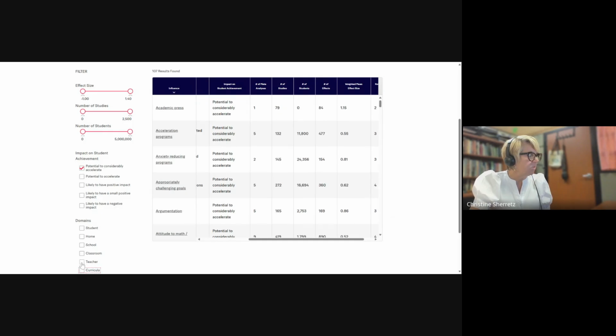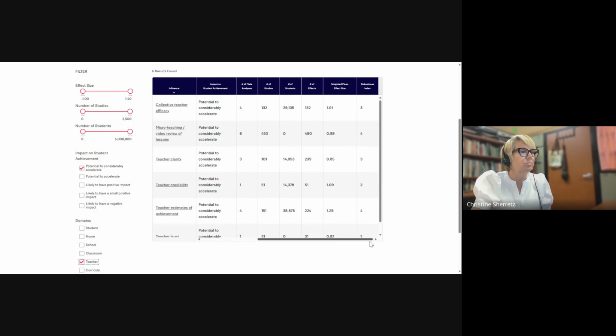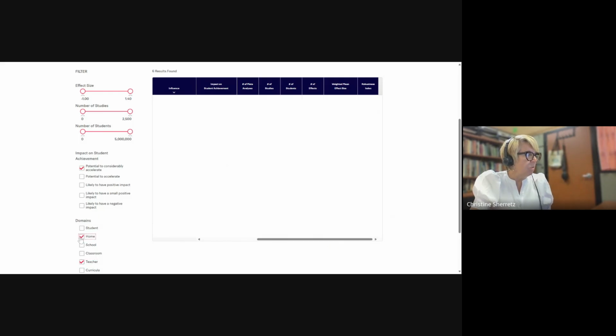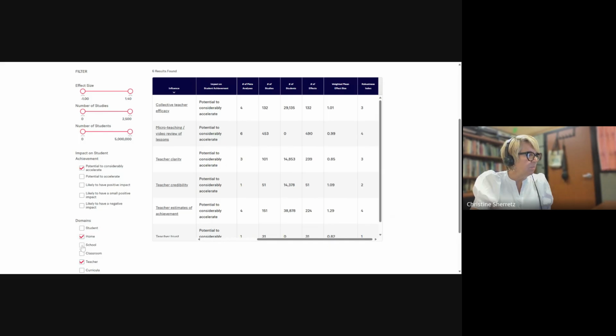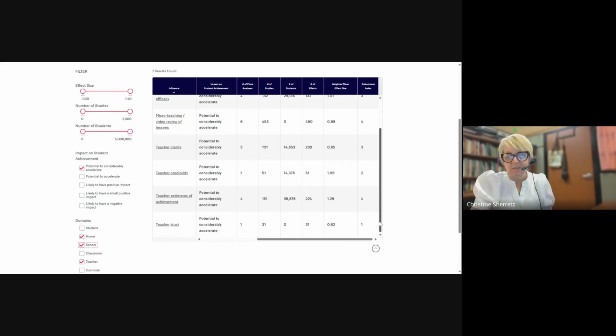Then I'm going to go to teacher. What are some practices for teachers? Collective efficacy, micro teaching. Micro teaching is very high. At Southeastern, we are really trying to get more micro teaching in our undergrad classes. It has big effect size. Teacher credibility, very important. I just wanted to show you this as a way that you can look at research. I bought the textbook because I think it's so valuable to have, and it might give you a starting point to look up some of your research.